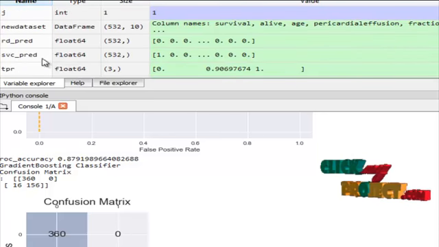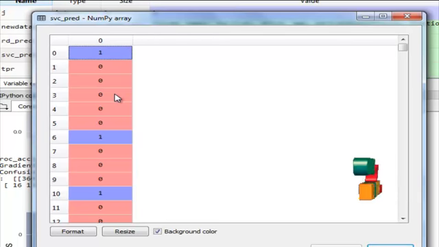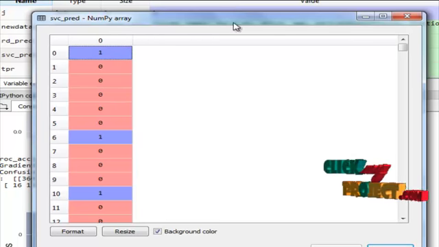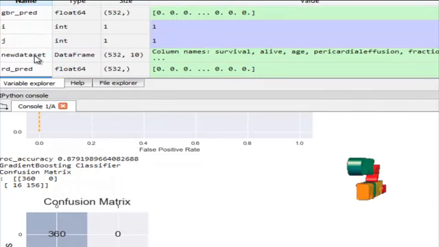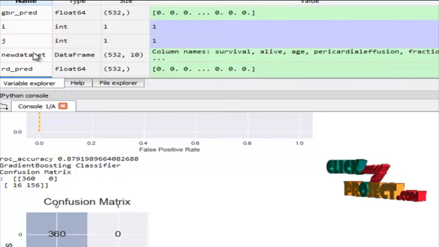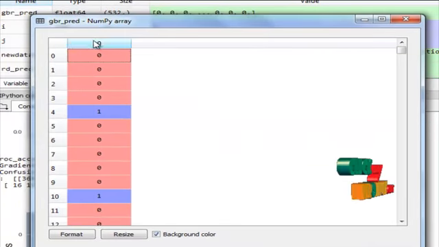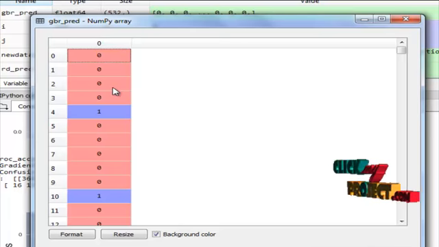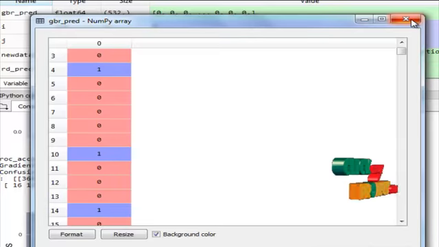And then, so this is the SVC algorithm prediction values. So these are stored in the separate data frame SVC pred. And then this is the highest accuracy algorithm, GB pred. This is the GB prediction values, which are stored in the GB pred data frame.